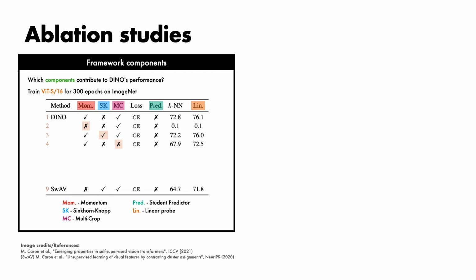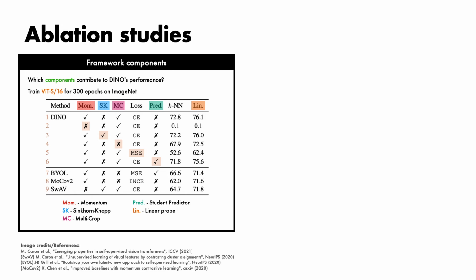Removing the multi-crop pre-training, or using mean square error rather than cross-entropy, also substantially harms performance. It is further found that adding a BYOL-style predictor brings no benefit to DINO. Other methods, such as BYOL and MoCo v2, can also be interpreted with respect to these components, the latter of which uses the InfoNCE loss.